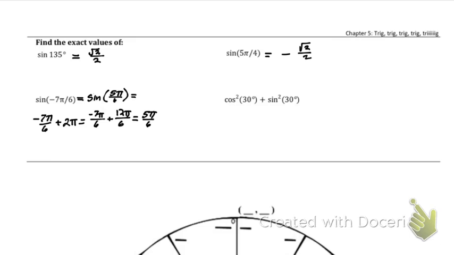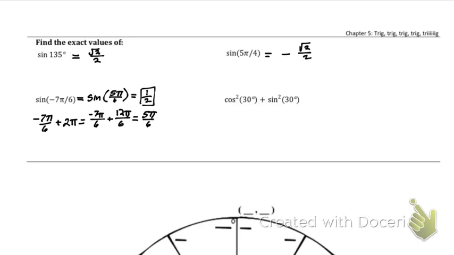I'm in quadrant 2, so I know sine needs to be positive. In quadrant 2, sine needs to be positive. So I know my answer is positive. And what is sine of 5 pi over 6? Yeah, 1/2. So it's a positive 1/2.